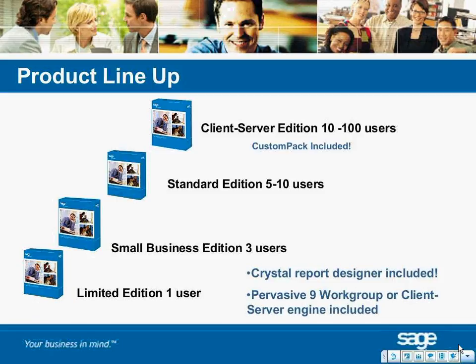A couple of other things to note. We do include the Crystal Report Designer. All of our reports and forms are written with Crystal Report, very standard report writing tool. And we give you the Report Designer, and that's included at no charge. That's with all of the editions. Something else that's included, and that you don't have to buy separately, is the Pervasive Engine. So this is for any technical people, this is the database, depending on the edition that you purchase. That's included when you buy Sage Business.